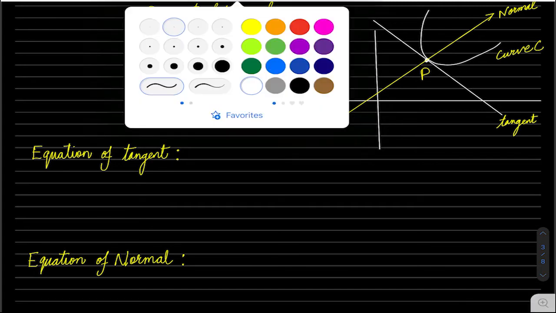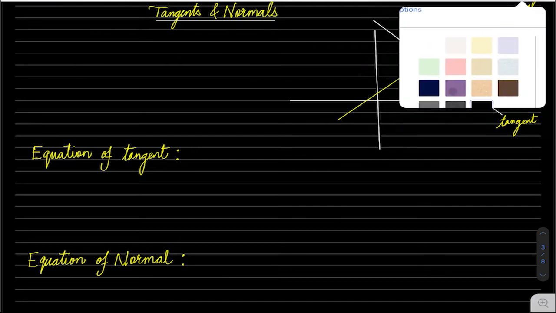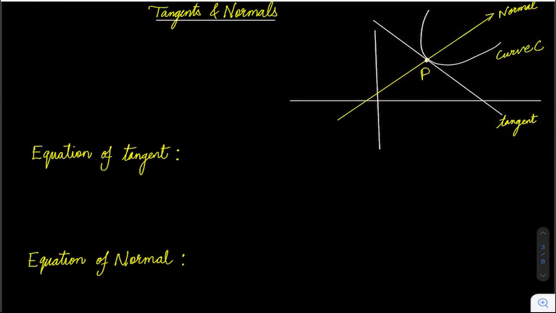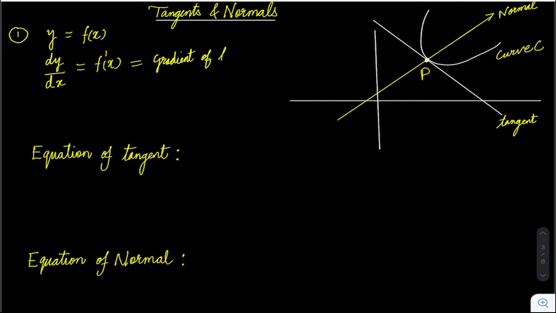First thing you need to understand is that if you have a curve y equal to f(x), then dy by dx, or the derivative of y with respect to x, that is f dash of x, gives us the gradient of the tangent. So that's the first thing that you need to understand. Let me just write it, gradient of T, where T means tangent.